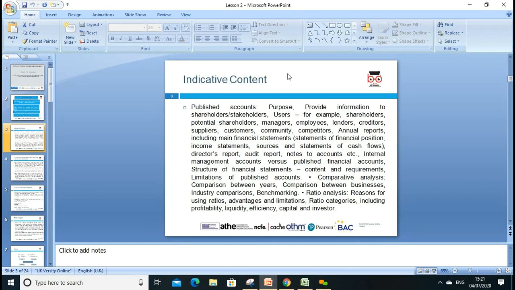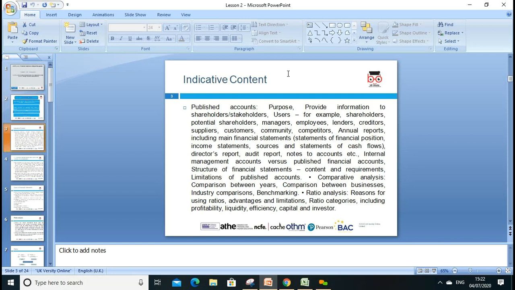So we have an indicative content. We can look around the purpose of providing information to stakeholders. Stakeholders mean anybody who has any interest in the business, like customers and suppliers. These are all stakeholders. They need information to make various sorts of decisions. Like an investor wants to know whether to invest more, what profit the company earned, and what the company is earning per share. All this sort of information is required by our stakeholders, who are interested parties.